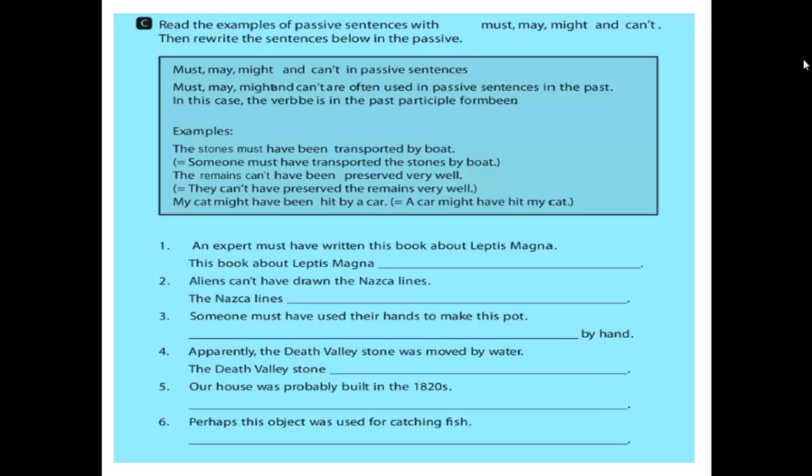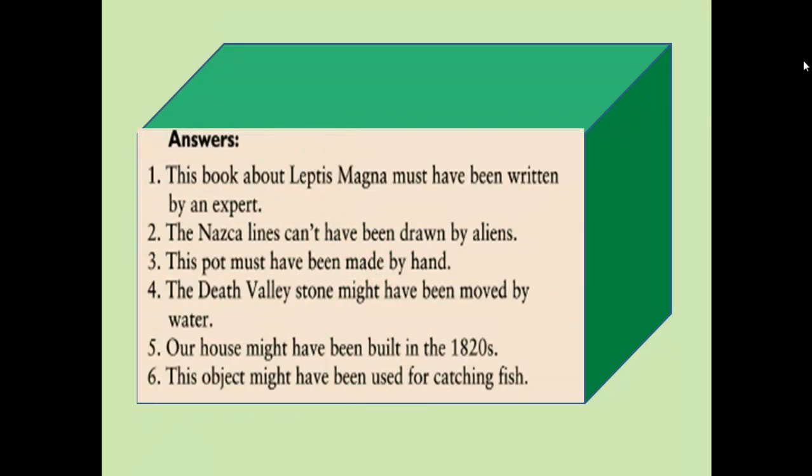And number 6 and final sentence: perhaps this object was used for catching fish. So this object might have been used for catching fish. Here, in all the previous sentences, we put auxiliaries, then have. After have, we put been, then past participle of the main verb in the sentence. We can find the answers here. And my students, you can compare between these answers and yours to check them up.